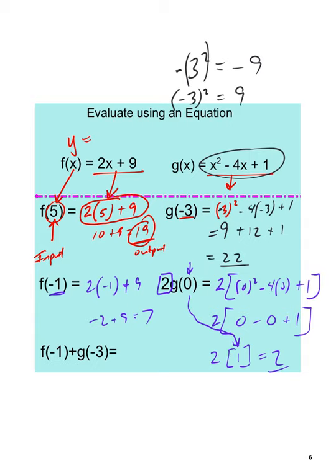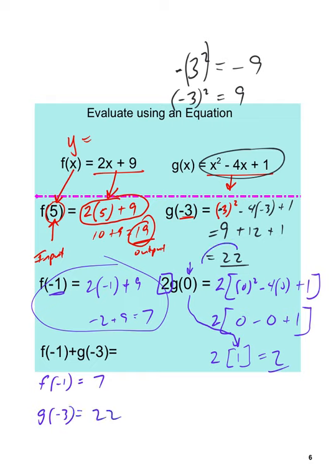This bottom one here, what you're really doing is just completing both of these functions and then adding them together in the end. So we just would look at it like this. We've got f of -1, which would be 7. We just found that right there, right? We've got g of -3, which we found to be 22 right up here. Okay, so I won't put you through those again. But then it just says to add them.